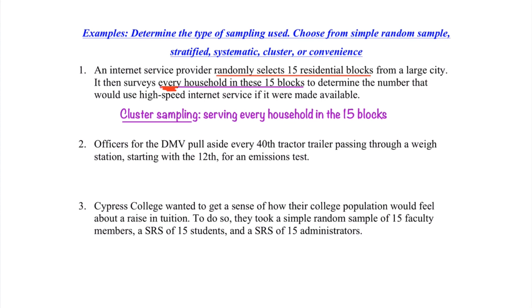Moving over to example 2 then. Officers for the DMV pull aside every 40th tractor trailer passing through a weigh station, starting with the 12th, for an emissions test. Since they're pulling aside every 40th, this is a little more straightforward of an example, as we've got systematic sampling.